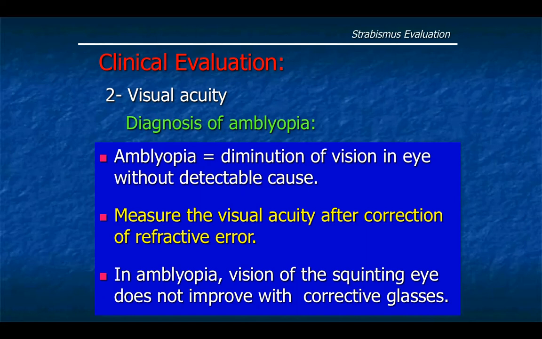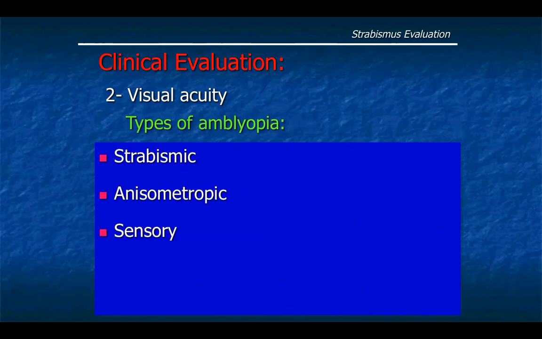And we usually consider amblyopia to be significant if there is a difference of 2 lines or more between both eyes, or if the vision is 6/12 or less. Types of amblyopia: strabismic, anisometropic, or sensory.